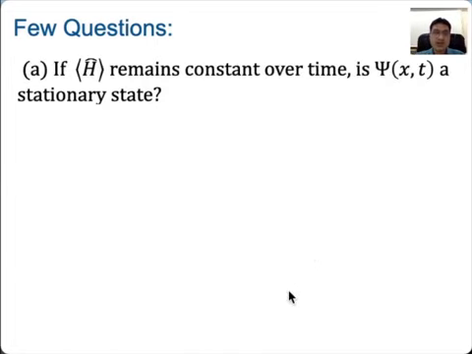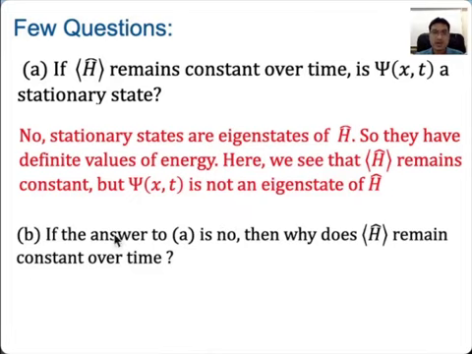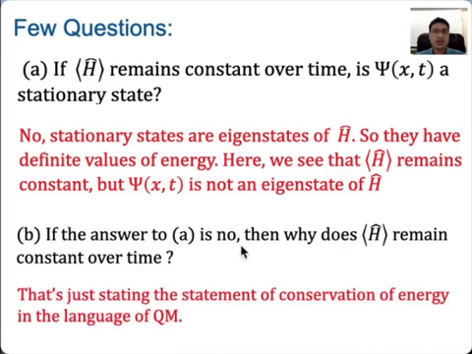Okay, so now let's ask a few more questions before I end today's lecture. If the expectation value of H remains constant over time, is psi of x,t a stationary state? The answer is no. The implication the other way around is not true. Stationary states are eigenstates of H, so they have definite values of energy. Here we see that the expectation value of H remains constant, but psi of x,t is not an eigenstate of it. That's what we have seen in the previous lecture. Okay, now if the answer to A is no, then why does the expectation value of H remain constant over time? The answer is that it is just the statement of conservation of energy in the language of quantum mechanics.